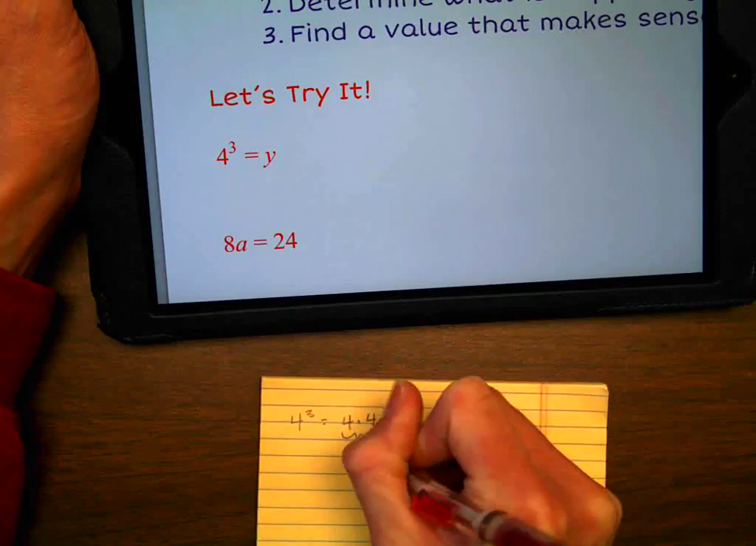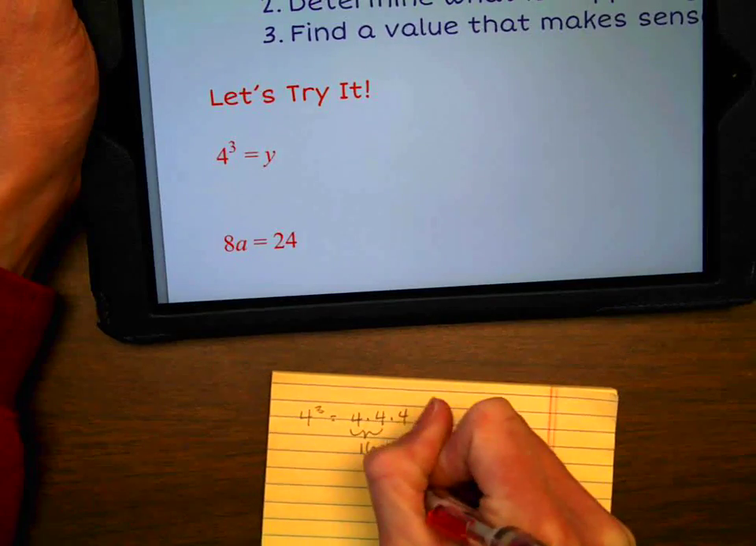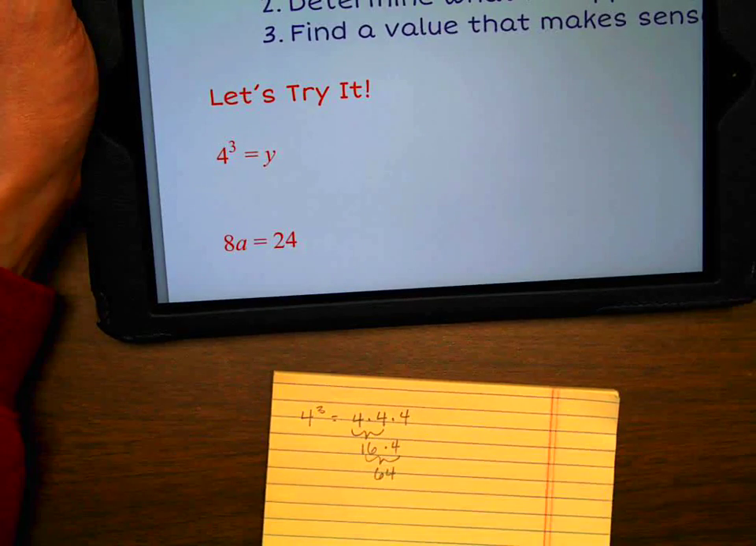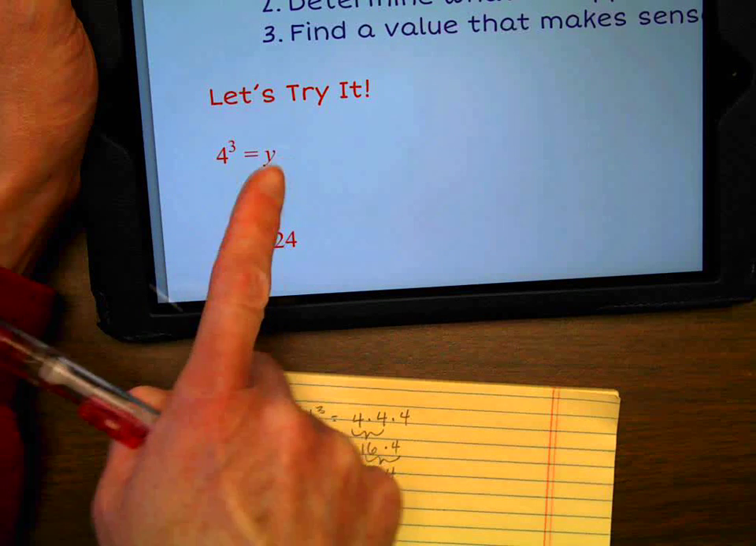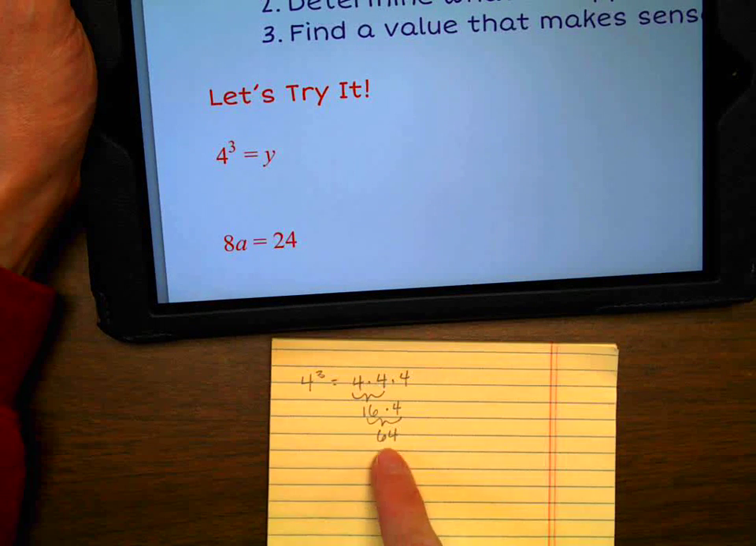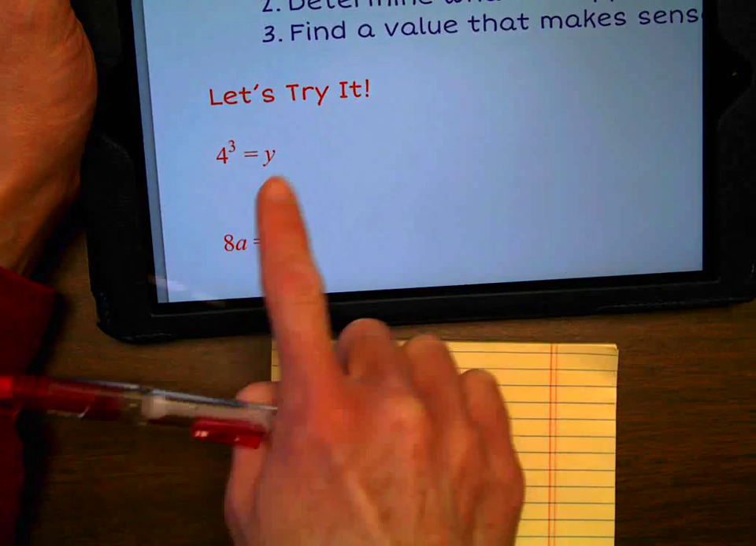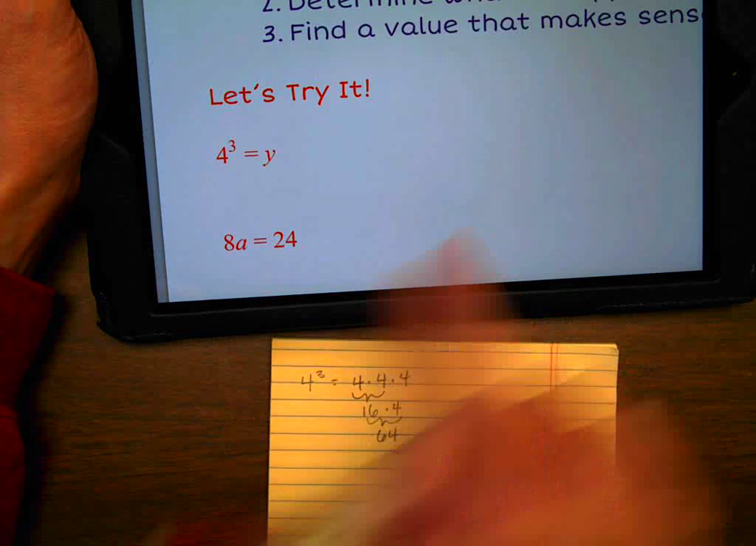If I take 4 times 4, I get 16. Now I have to multiply it by 4 again, and when I do that, I get 64. According to this equation, y is supposed to equal whatever 4 to the third power means. 4 to the third power equals 64, so y equals 64. Pretty simple, yeah? Okay, now let's look at the next one.